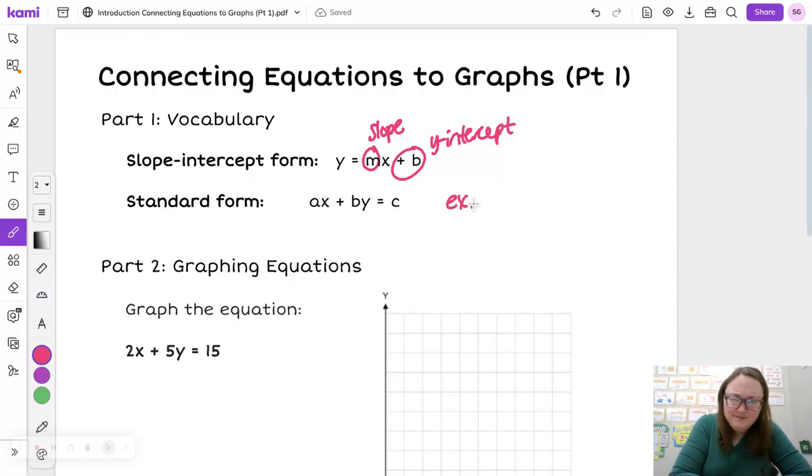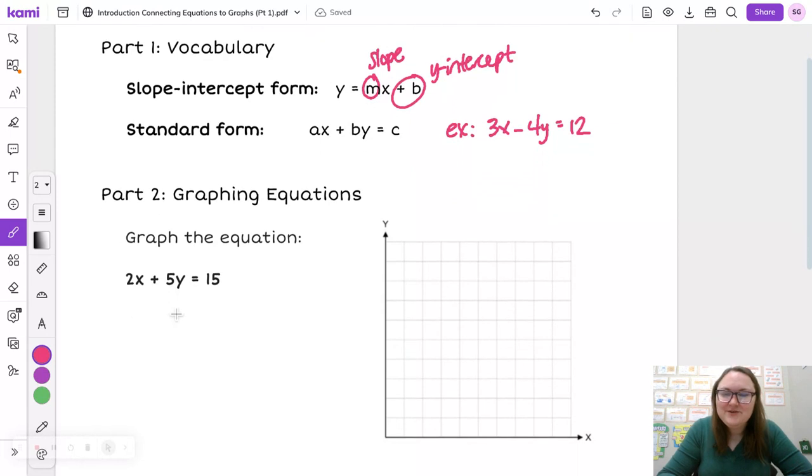The other type of equations we've been looking at this week are equations that look like this. So just as an example, something like 3x minus 4y equals 12. Equations where your x and your y are on one side of the equation and a number or constant is on the other side, we call that standard form. So if I asked you to graph this equation right here, this equation is not in slope-intercept form. It does not have y equals. It does, though, have our x and our y on one side of the equation and a number on the other. So this equation is in standard form.